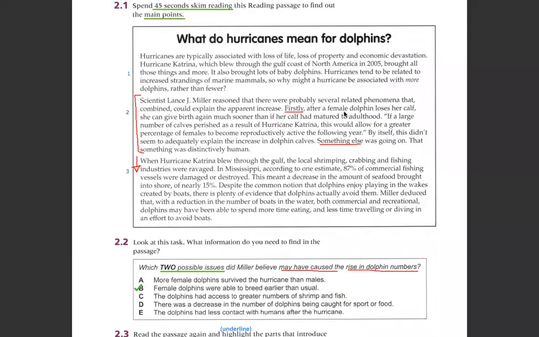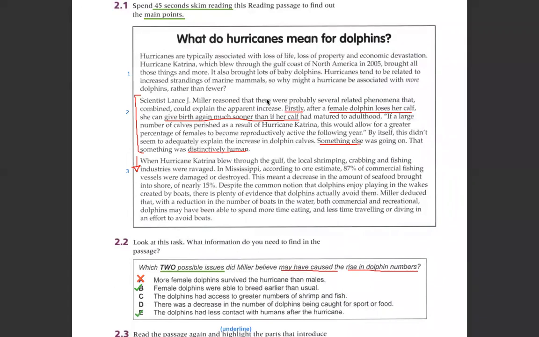So it tells us here that when she loses her calf, she can give birth again much sooner. Okay, so this matches with the answer for B. Then we know that the second thing is something that is distinctively human, right? So we have to find which of these options have something to do with humans. So we know that that can't be A, so it must be one of these options. So the correct option, the next option is E. It says dolphins had less contact with humans after the hurricane.